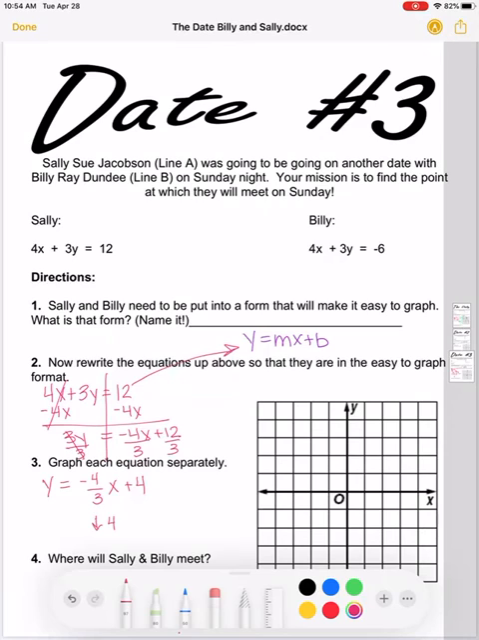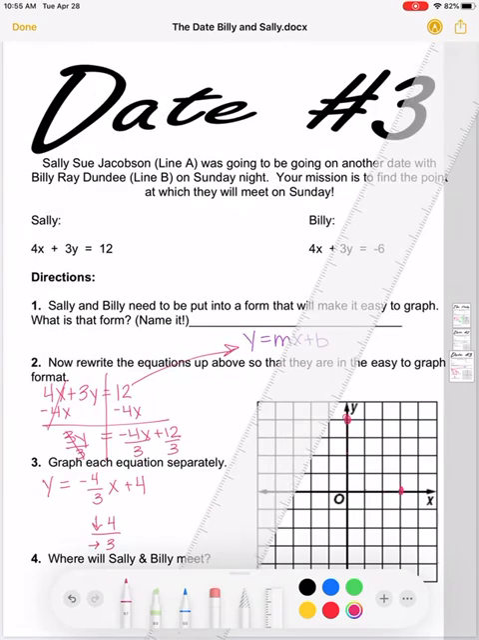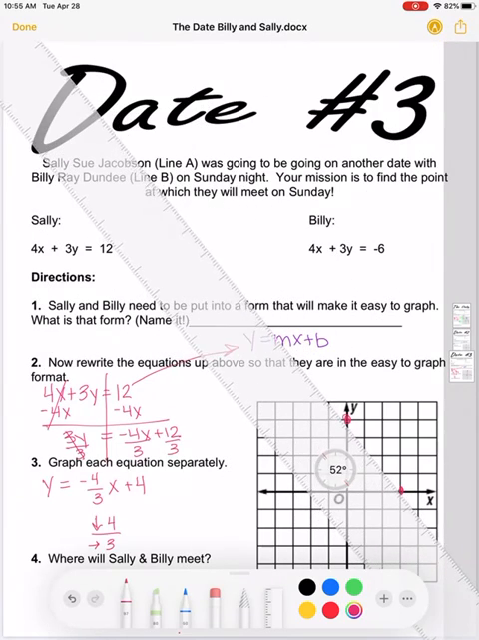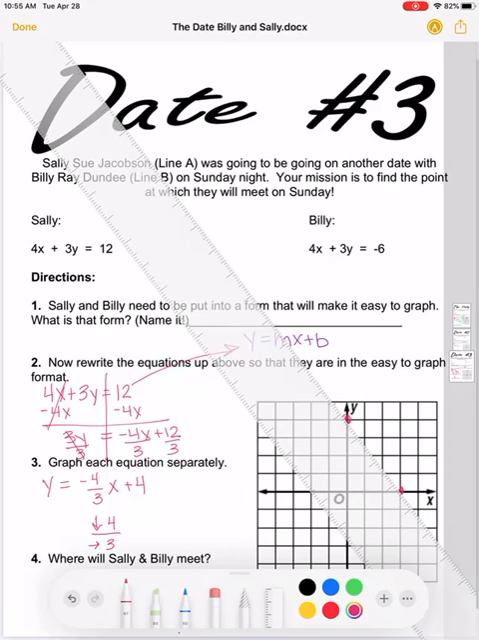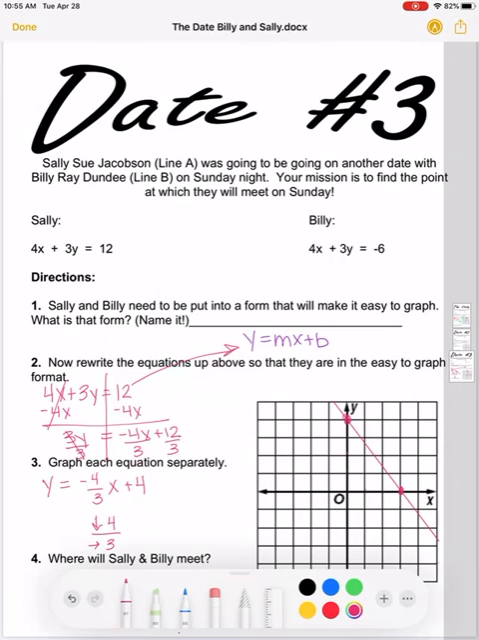That tells me I'm going to go down 4 and right 3. From her starting point on the y-axis, which is 1, 2, 3, 4. So what does this tell me I'm going to do? I'm going to move down 4, 1, 2, 3, 4, and over 3. Now, I could go down 4 more, 1, 2, 3, 4, but I am not able to go over 3. My graph is off of the paper. That's okay. You still want to put your line in for Sally and use a straight edge so that you can extend it as far as possible. Draw that in, and there you go.